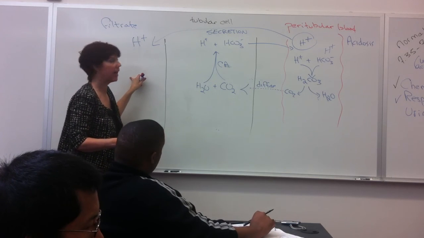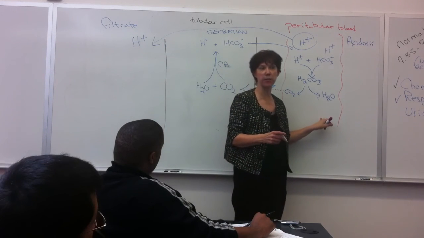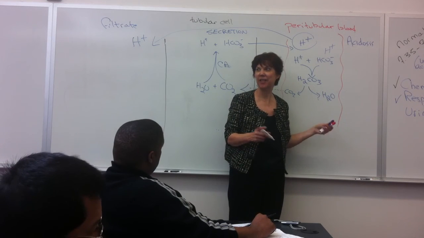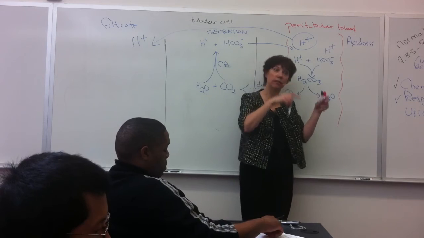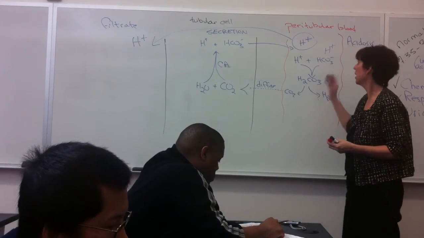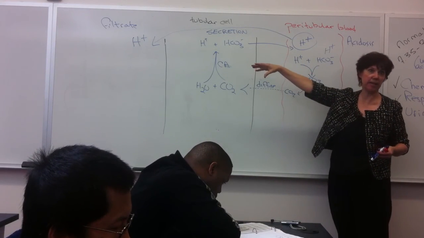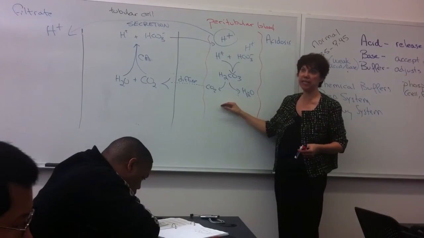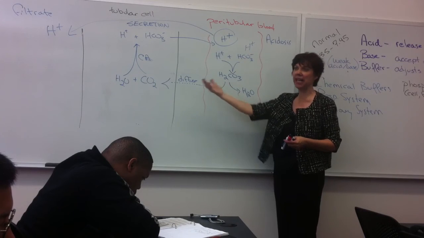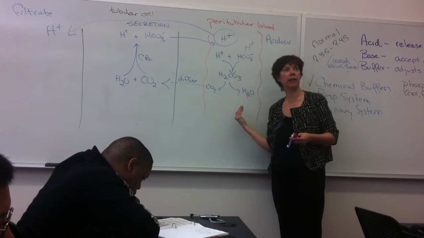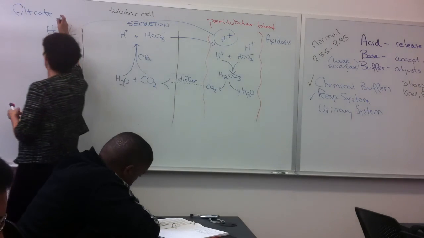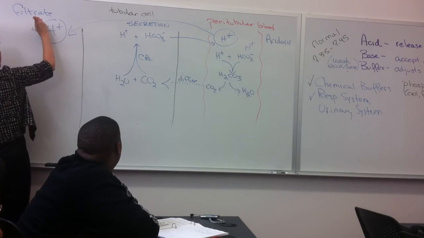We take bicarbonate from the filtrate and send it back to the blood and use it in the blood to buffer even more hydrogen ions. So we can use two different things to lower the pH of the blood. We can get rid of hydrogen ions by secreting them into the filtrate, plus we can buffer additional hydrogen ions in the blood by taking bicarbonate out of the filtrate. And we just do the process in reverse. So this is secreted hydrogen ions.